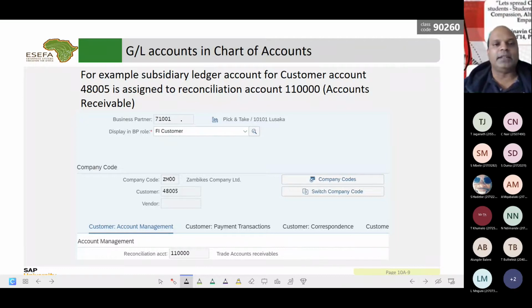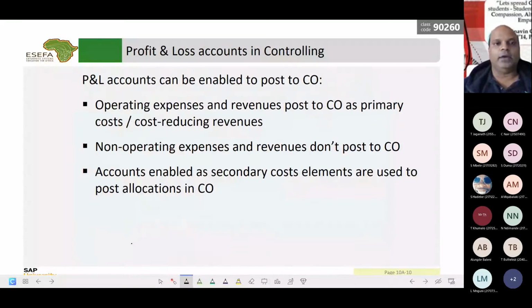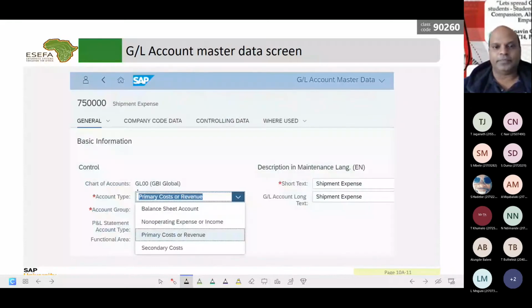So here's a business partner. This is exactly what you would have seen when you logged into the ZAM Bikes. Here's a reconciliation account, accounts receivable, pick and take from Lusaka. This sounds familiar, we did this. There's my company code, ZM00, the ZAM Bikes Company Limited. Here's my customer number.